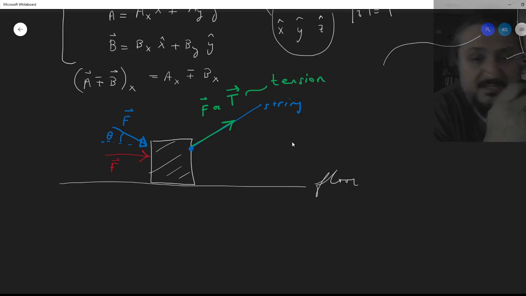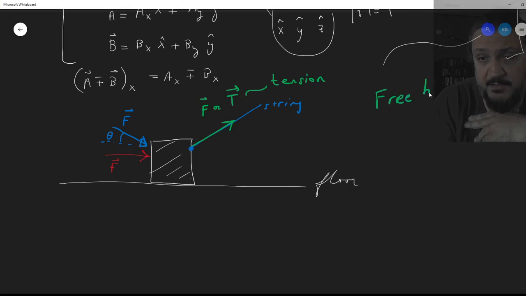So that's our representation in our pictures when we're solving physics problems, okay? It always helps to draw pictures. And there's a special diagram that we draw, which is called a free body diagram.